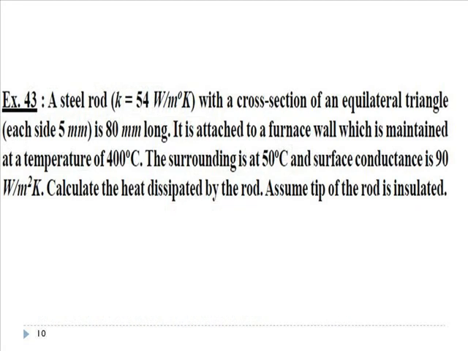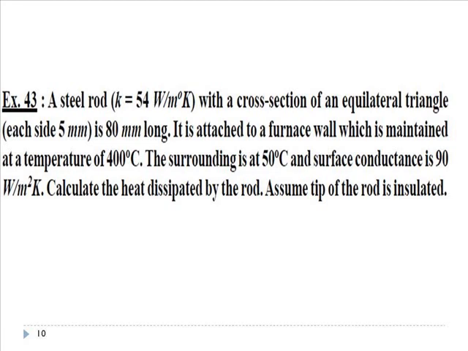So friends, the data is available. A steel rod, thermal conductivity 54 W/mK, with a cross section of an equilateral triangle, each side 5 mm, is 80 mm long. It is attached to a furnace wall maintained at 400 degrees Celsius. The surrounding is at 50 degrees Celsius and the surface convection coefficient is 90 W/m²K. Calculate the heat dissipated by the rod. Assume the tip of the fin is insulated.